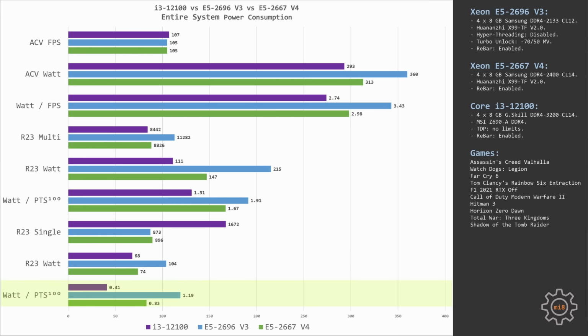Finally, flipping these numbers to see efficiency, or how many watts are consumed for 100 Cinebench points, we have 0.41 watts consumed by the i3 system, 1.19 watts consumed by the E5 V3 system, and 0.83 watts consumed by E5 V4 system. All in all, these results are pretty much expected. Xeon E5 V3 CPUs, especially with the Turbo Boost unlock, are very inefficient. Xeon E5 V4 CPUs are much more efficient, but they are still far behind modern Core i3-12100.